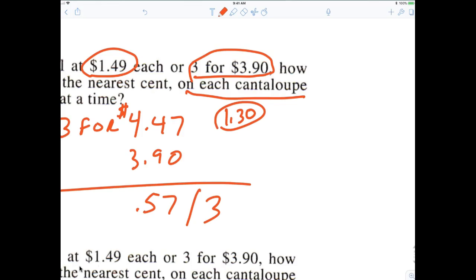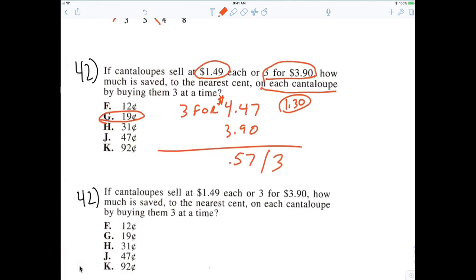That's how I should have done it. I should have probably figured out how much I bought for each one, I just couldn't remember. And I originally thought the question was how much do you save for buying 3. They tried to mislead you. But that's why you have to read carefully. It says how much do you save on each cantaloupe, not for all 3 cantaloupes. So that's why it came out to be 19 cents.